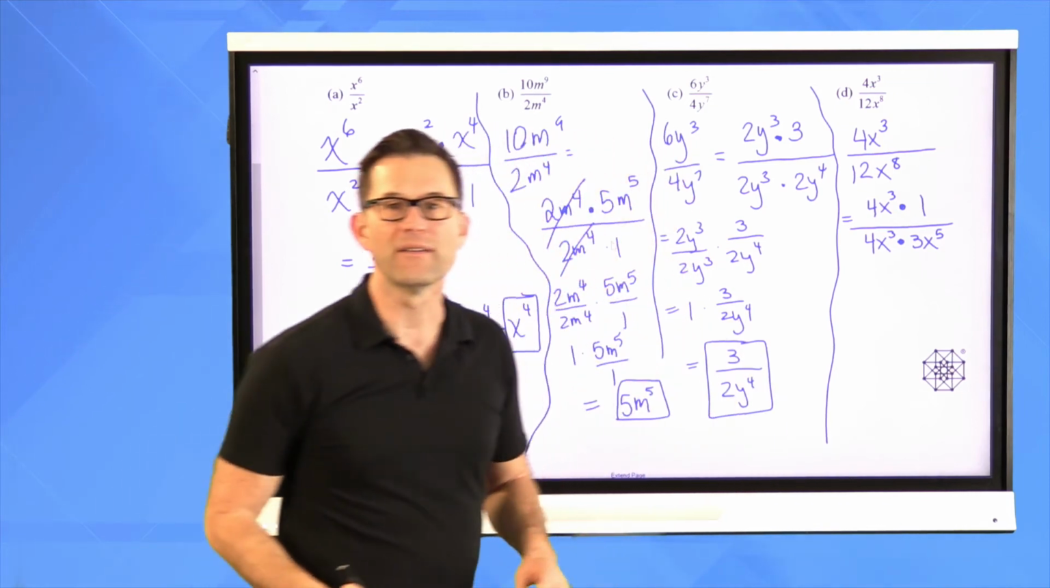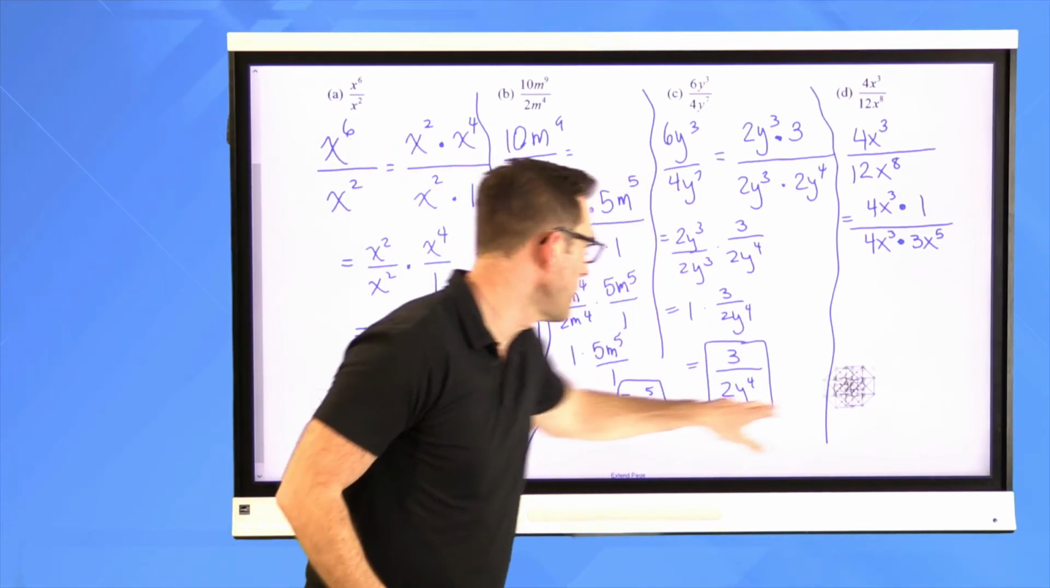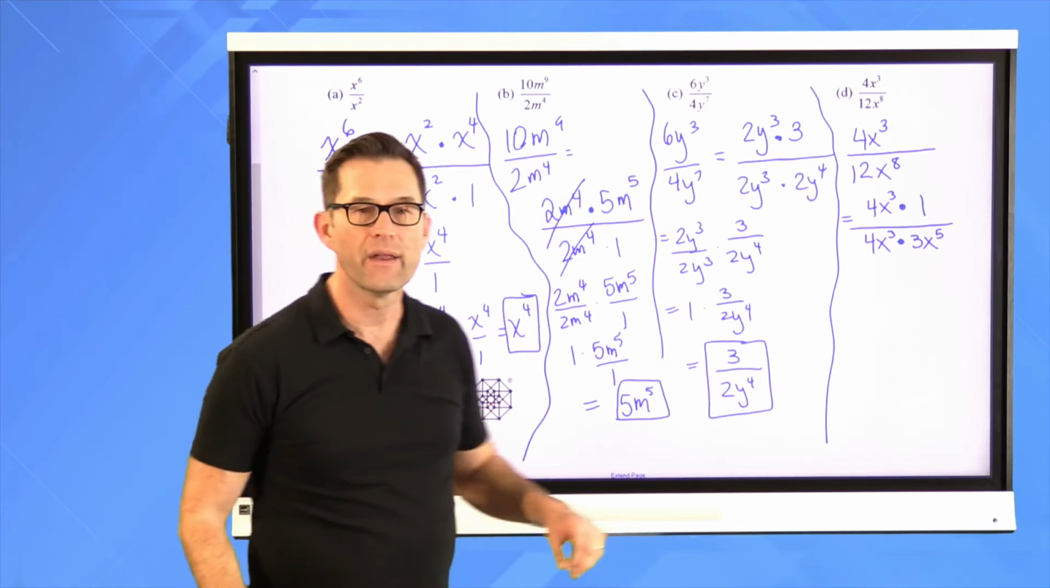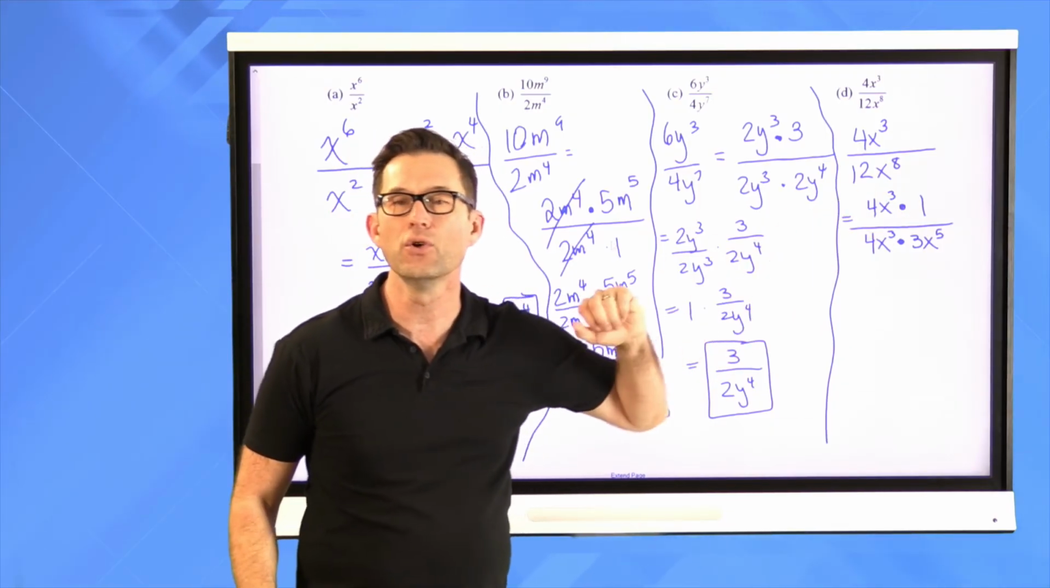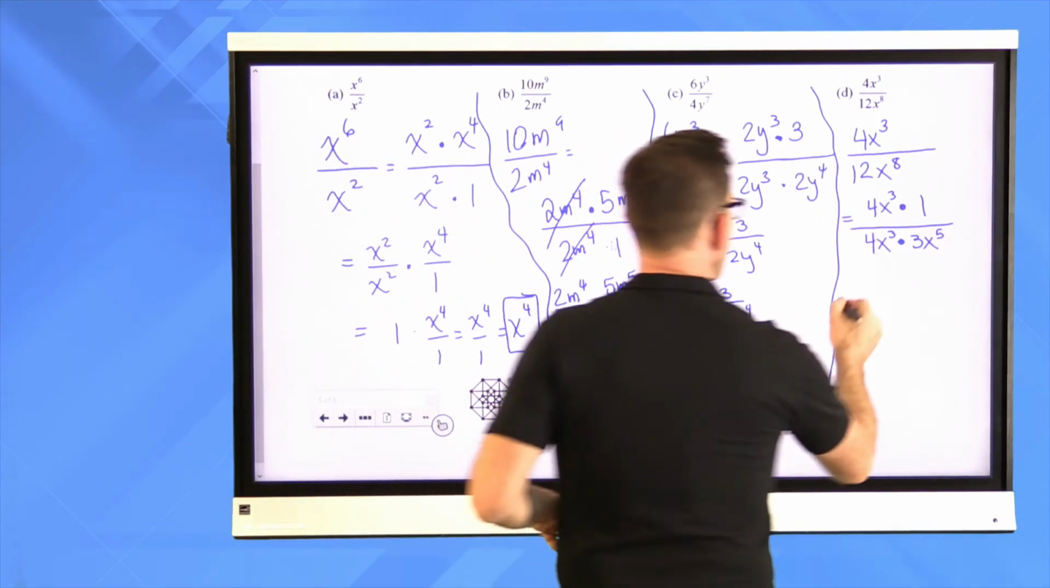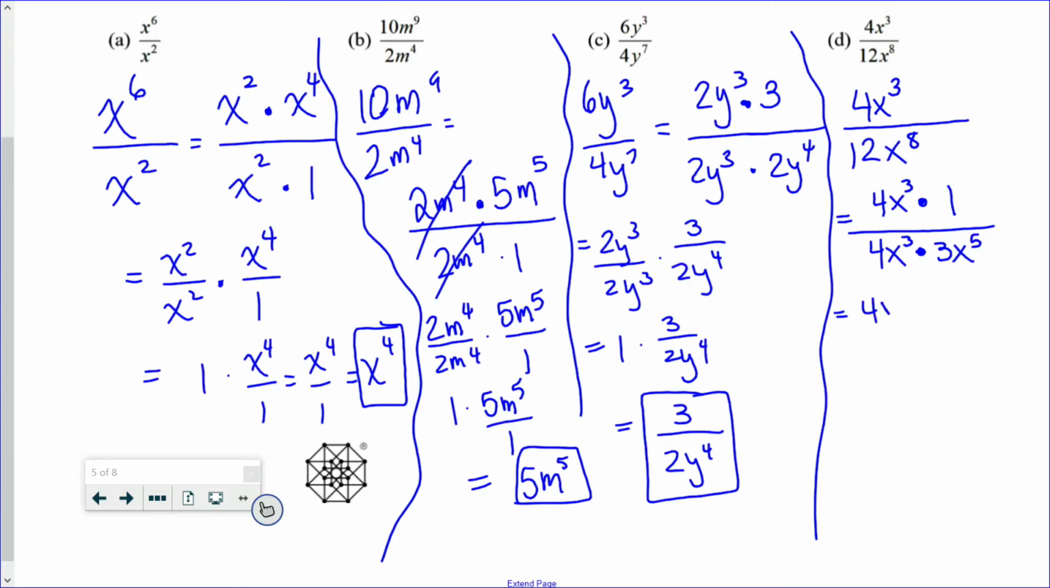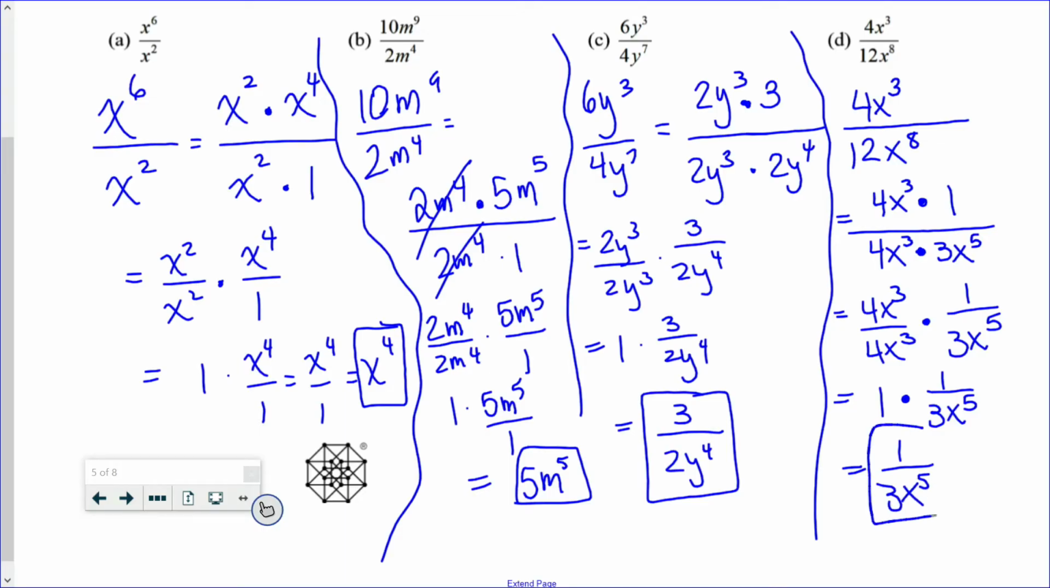4x cubed times 1. I want to think of that as 4x cubed times 1, so that I can then rewrite this as 4x cubed divided by 4x cubed times 1 divided by 3x to the fifth. That's 1 times 1 over 3x to the fifth, and that's 1 over 3x to the fifth.